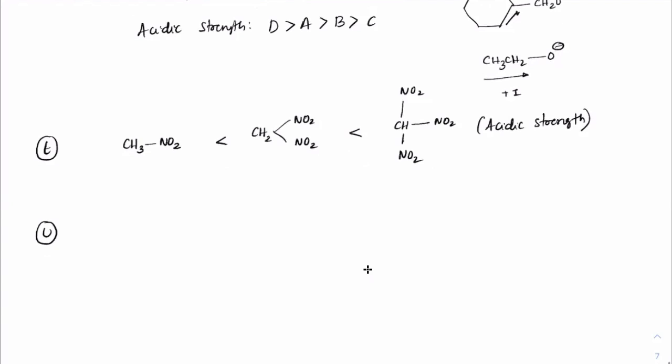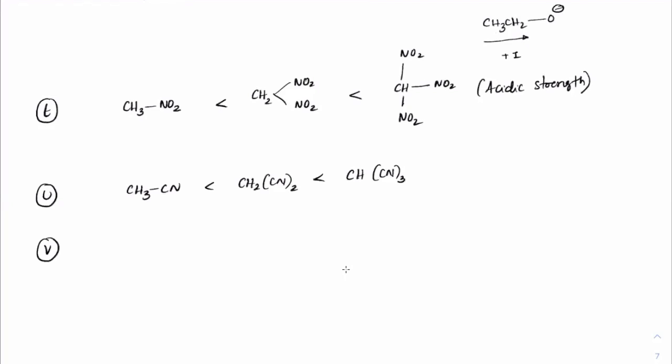We'll follow the same for the cyanides also. CH3CN less acidic than CH2(CN) twice, less acidic than CH(CN) thrice. Same logic. Suppose if you take CH3, C double bond O CH3, ketone. In the ketone here, we are checking about this carbon and hydrogen bond. If you compare that with respect to CH3, CH double bond CH2, alright? Here we are trying to compare the hydrogen of this carbon and hydrogen here, correct?